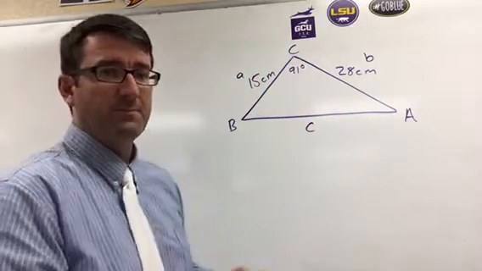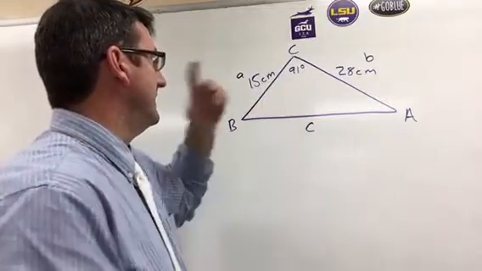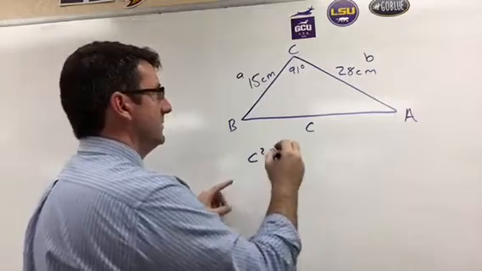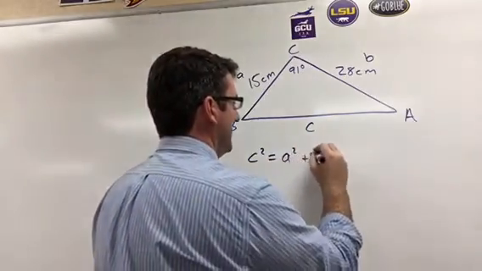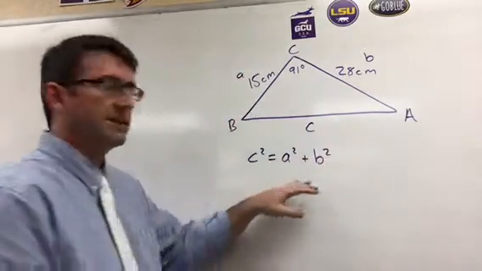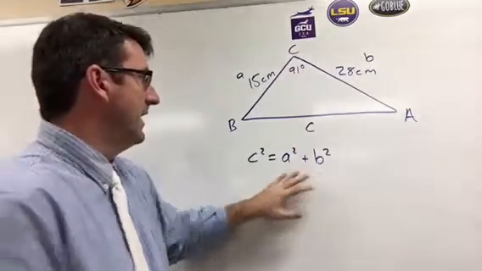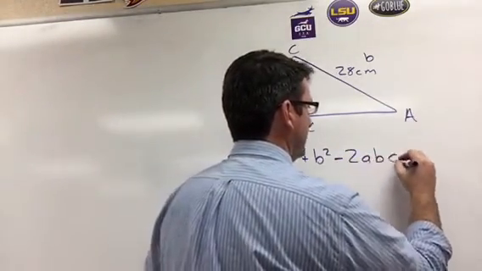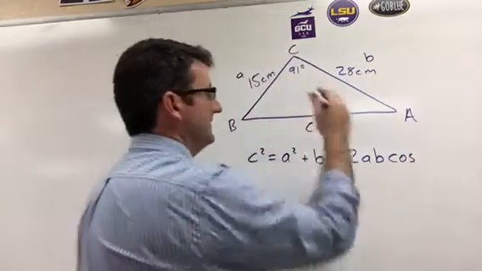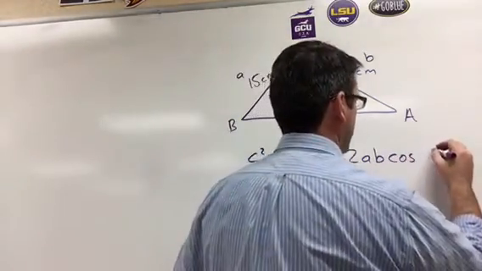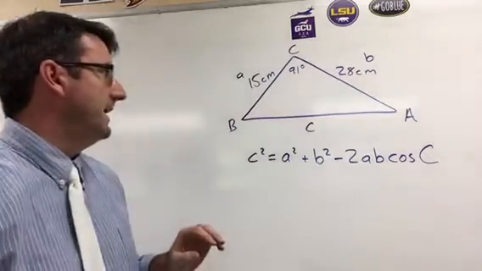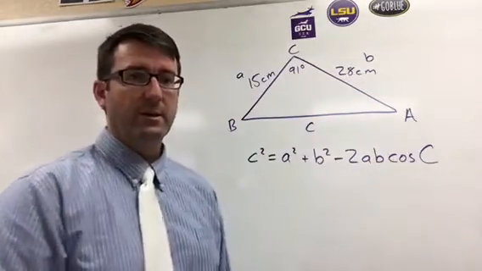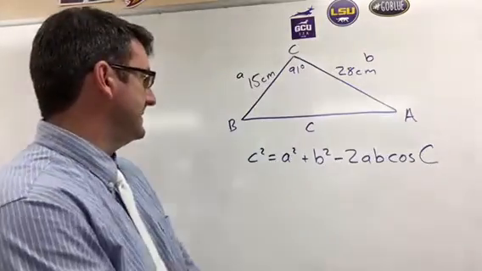the law of cosines. And the law of cosines is c squared is equal to a squared plus b squared. So far it looks like the Pythagorean theorem. Minus 2ab times the cosine of c. And now, since we've got all these sides labeled, we can just plug in those numbers and find side c.